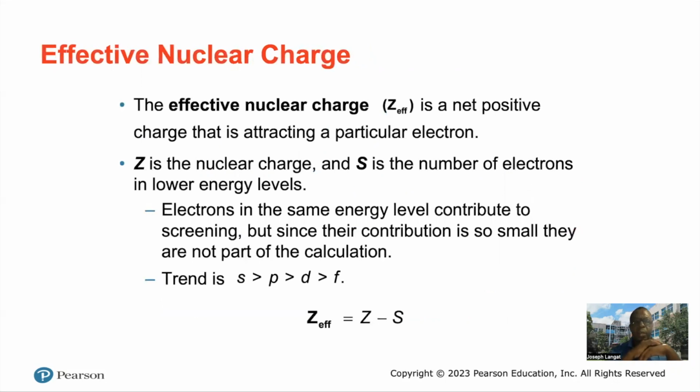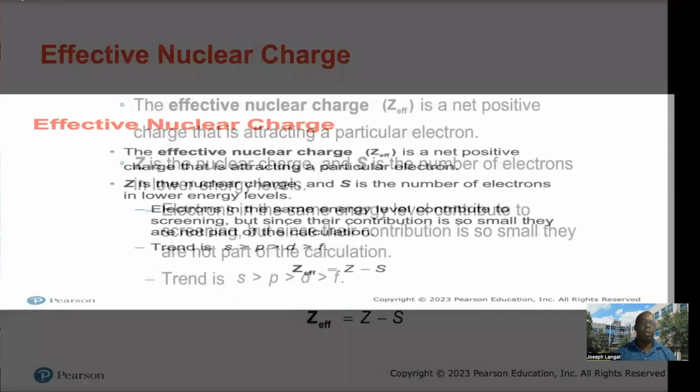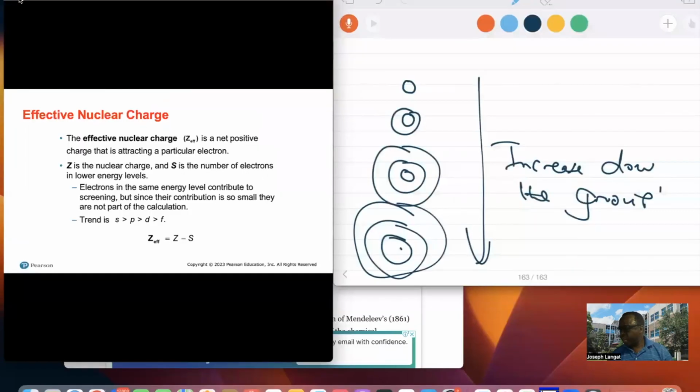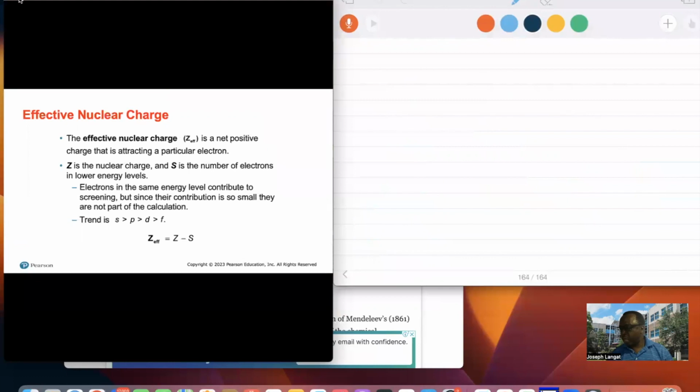Effective nuclear charge is also one of the trends you need to know. First, what is effective nuclear charge? Effective nuclear charge, abbreviated Z subscript EFF, is the notation for it. It's defined as the net positive charge that is attracting a particular electron. In this case, we are referring to an electron in the outermost shell.